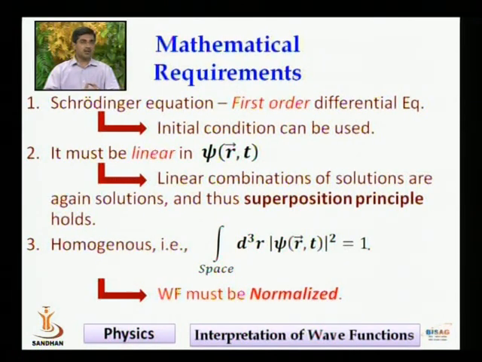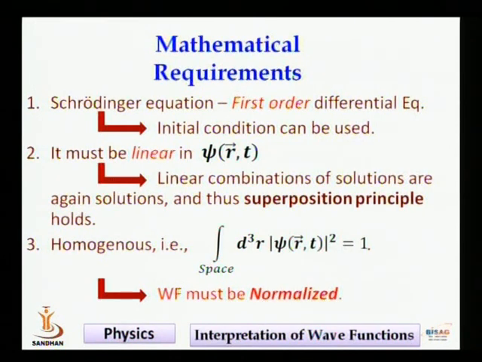and inhomogeneous, but we can say that homogeneous wave equation means, as shown in the slide, that when we find the probability by mod psi square over the entire space, and when we integrate, then it should give 1. The physical justification is quite obvious.